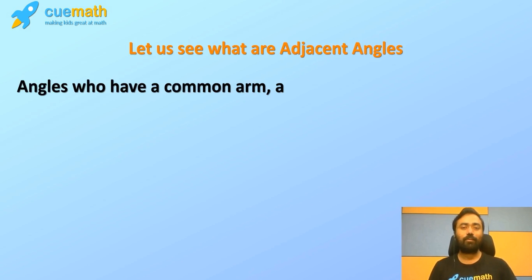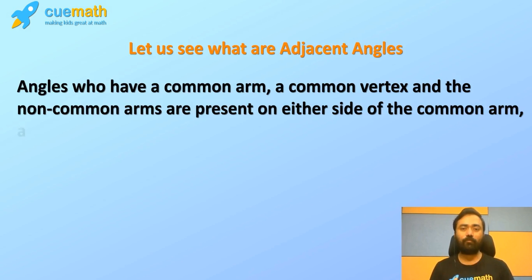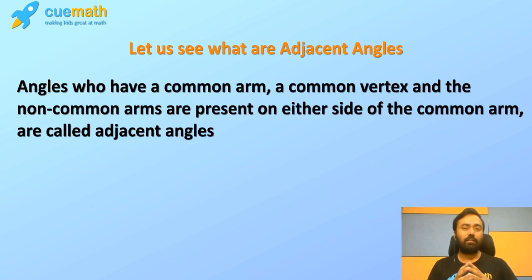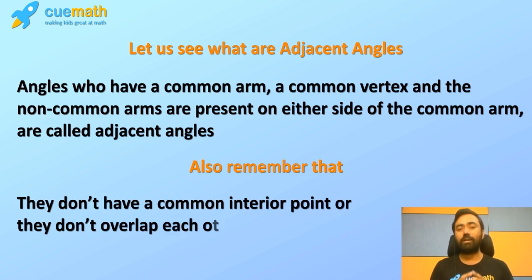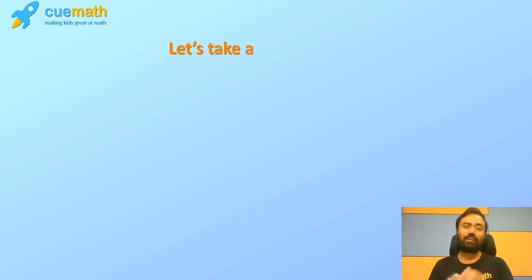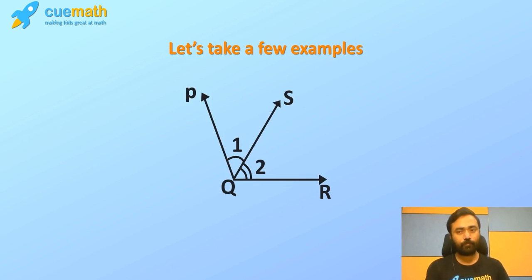So angles who have a common arm, a common vertex, and the non-common arms are present on either side of the common arm are called alternate angles. Also remember that alternate angles do not have common interior points, or they do not overlap each other. Let's take a few examples and understand how we can identify alternate angles using this definition.